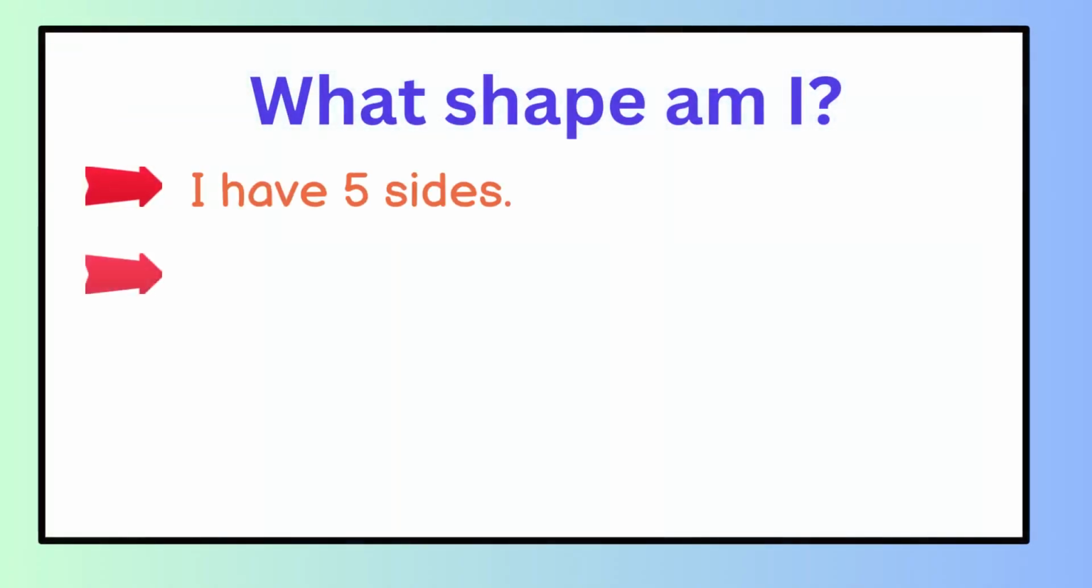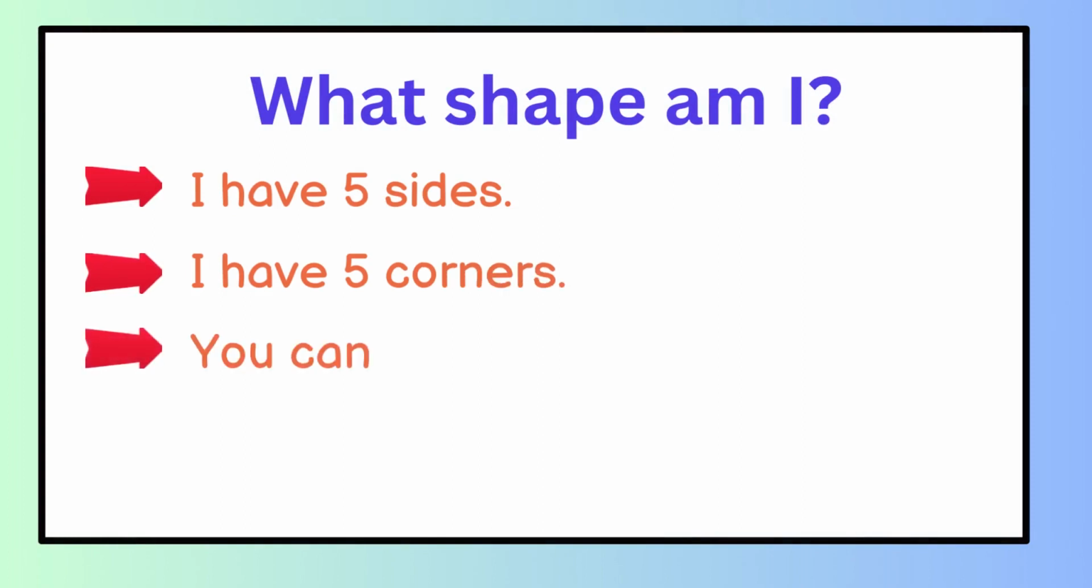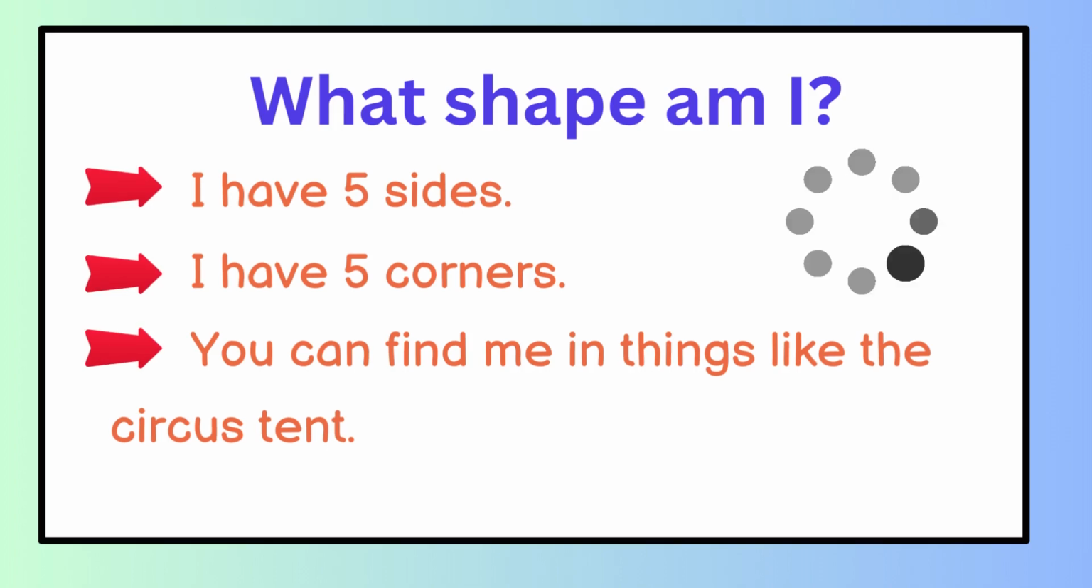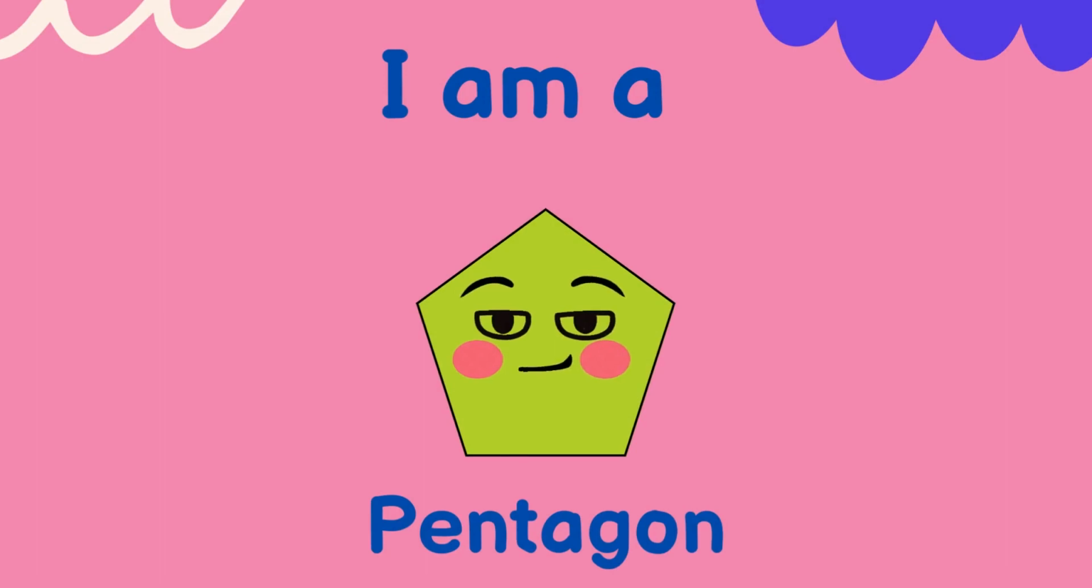What shape am I? I have five sides. I have five corners. You can find me in things like the circus tent. I am a pentagon.